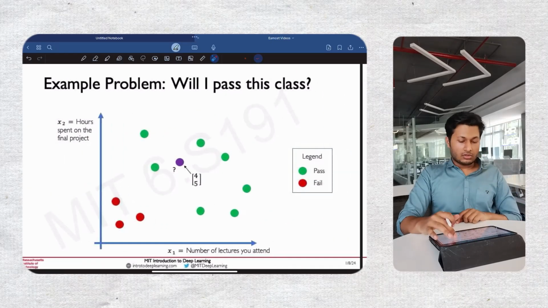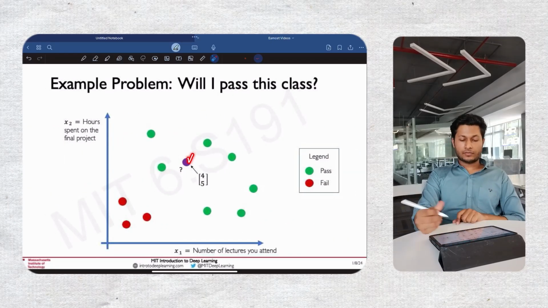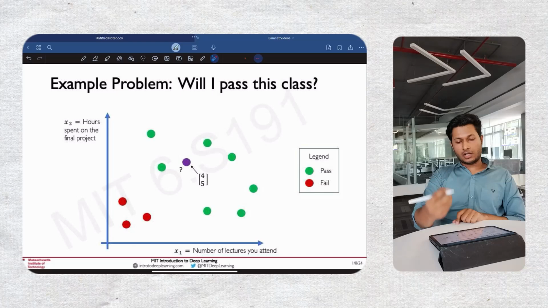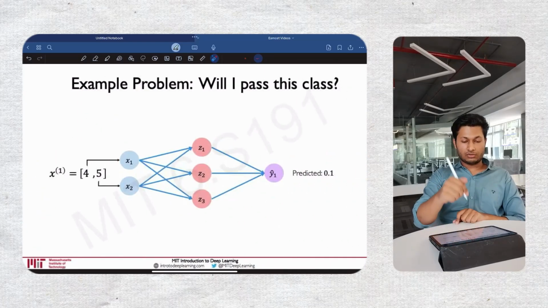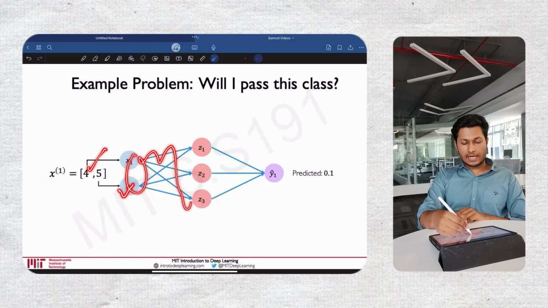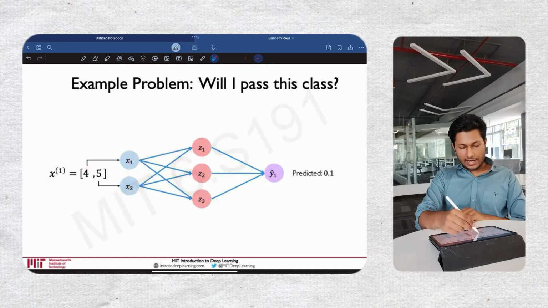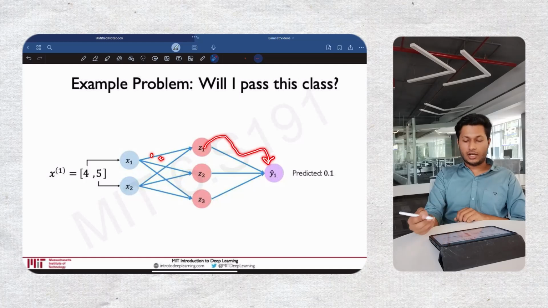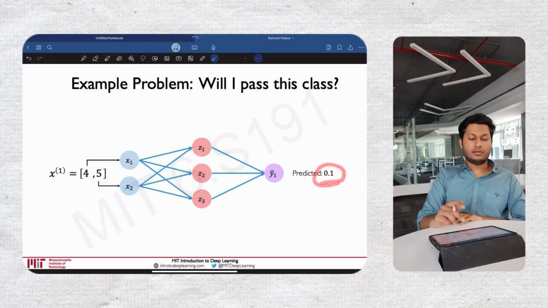So how are we going to apply this? Let's say we have our neural network, and this neural network is not trained. We give it the input 4 and 5. It calculates on it, multiplies with the weights, adds bias, applies activation, and we have an output. The output we get is 0.1.